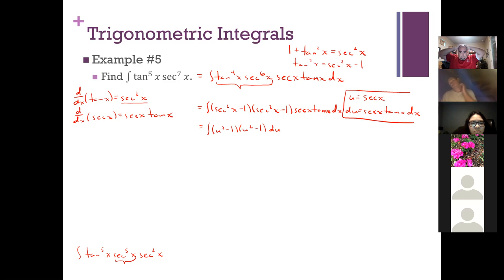I think you forgot the secant to the sixth. I absolutely did. Thank you. Good catch, Colin. Anything else? Any other questions on where we are right now?